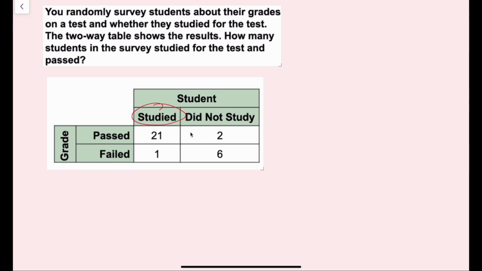And because I want to know the students that studied for the test and passed, I just look at the passed and studied, and that is 21. So 21 students passed and studied. Or you could say studied and passed. Anyway, now we're done with this one.